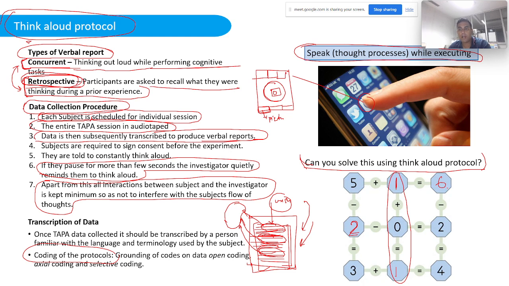So that means we try to speak aloud our thought processes, how we navigate, how we solve this particular puzzle, and later whatever I have spoken can be converted into textual information as transcripts, and someone can code that information and identify how I have solved this particular puzzle. And in case this puzzle was very difficult, then there could be issues identified as a major issue with this particular puzzle.